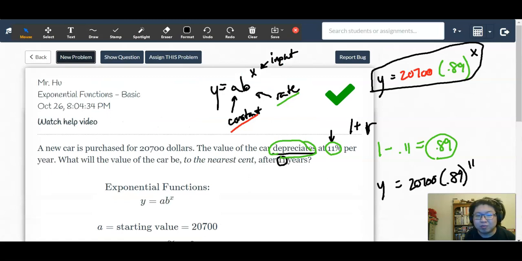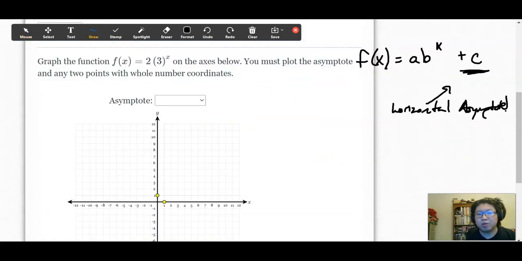All right, let's get to the graphing part. I'm back with the graphing part of this lesson. I've got a problem here: graph the function f of x equals 2 times 3 to the x on the axis below. You must plot the asymptote and any two nodes of the whole number coordinates.